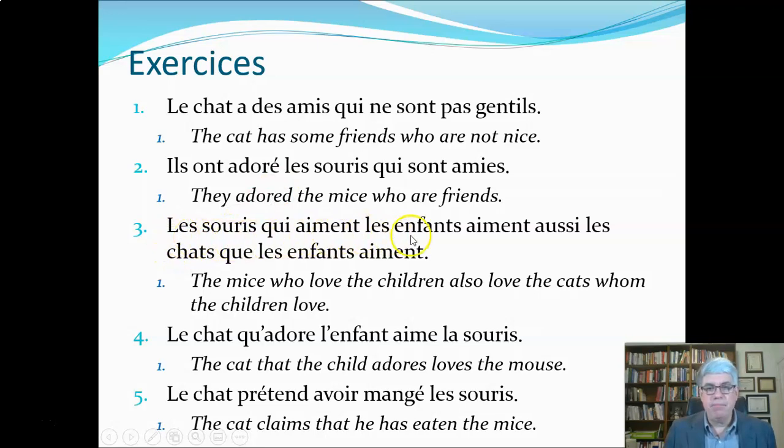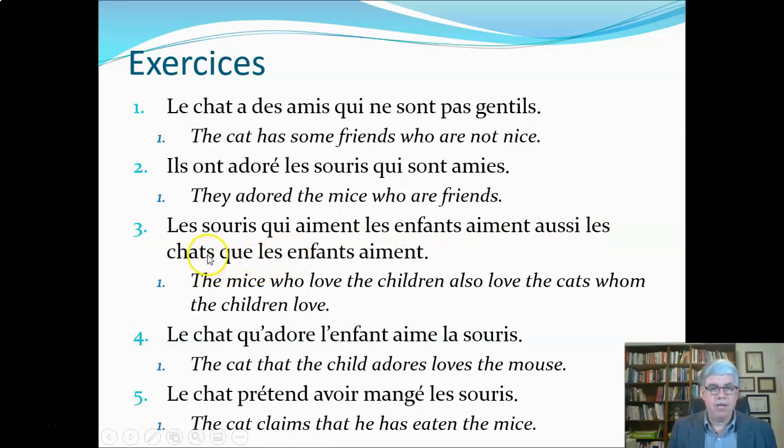Les souris qui aiment les enfants aiment aussi les chats que les enfants aiment. Uh-oh, we've got a lot of things going on here. The mice, we've got qui, so let's try who, love, and so qui is going to be the subject here. So the mice who love the children. Then we've got aiment again, but there's no qui in front of it, so it still must be talking about the mice. The mice who love the children love also. So there's mice that love the children. These mice also love les chats, love the cats.